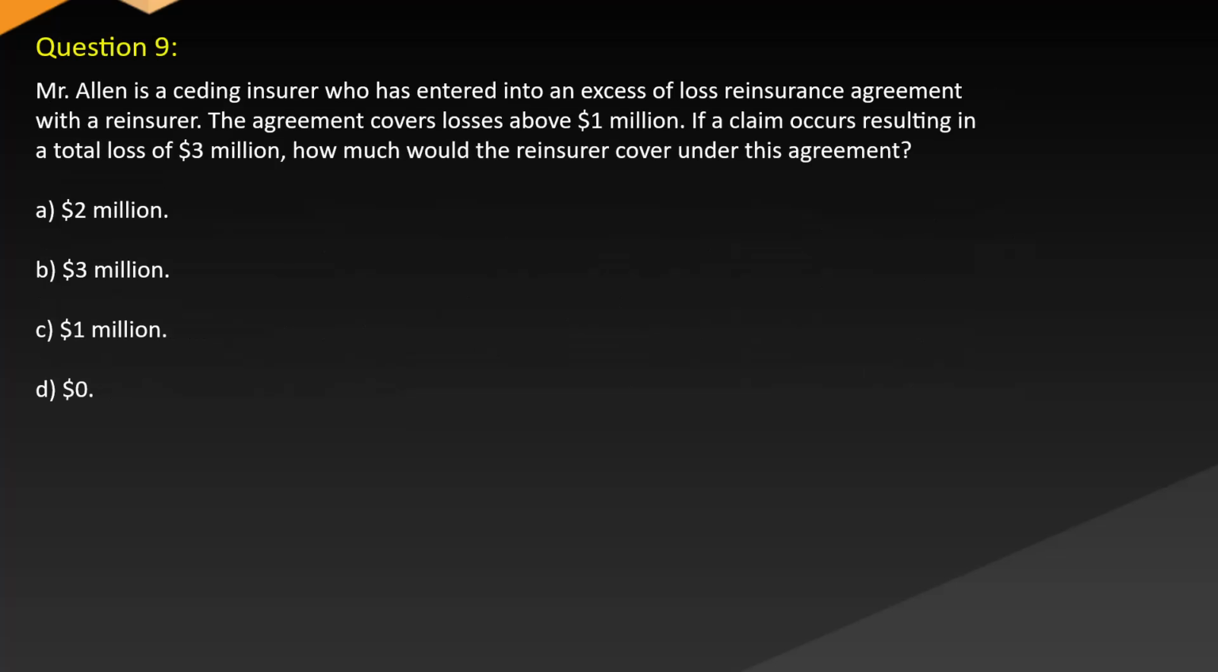Question 9. Mr. Allen is a ceding insurer who has entered into an excess of loss reinsurance agreement with a reinsurer. The agreement covers losses above $1 million. If a claim occurs resulting in a total loss of $3 million, how much would the reinsurer cover under this agreement? A. $2 million. B. $3 million. C. $1 million. D. $0.